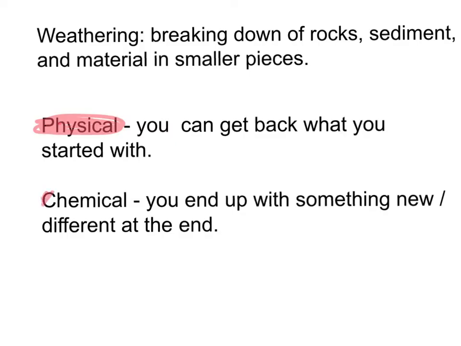Chemical weathering is when you end up with something new and different at the end. So a chemical change is irreversible. You can't go back. So you end up with something different than you start with. So again, another example of that also on the next page.